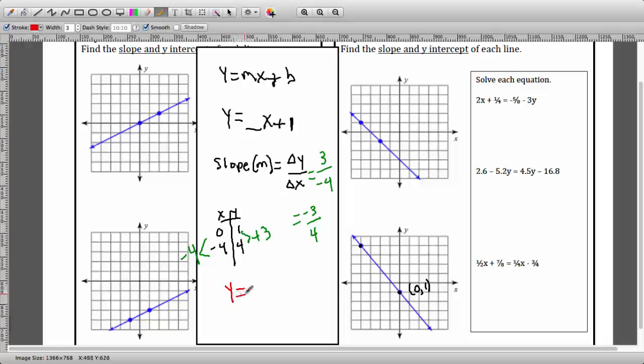Y equals slope, negative 3/4, times x, y-intercept plus 1. Y equals negative 3/4 x plus 1 is the equation of this line. Notice the line is moving down. That's because the slope is negative.